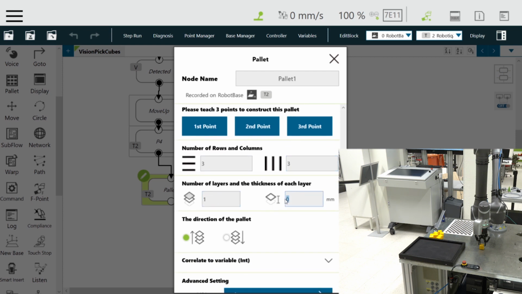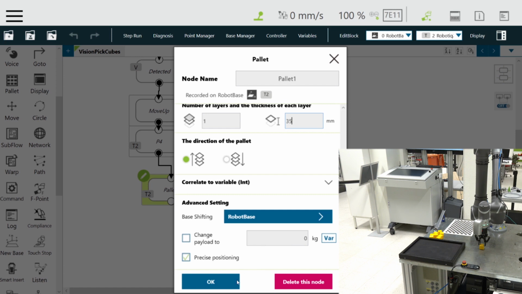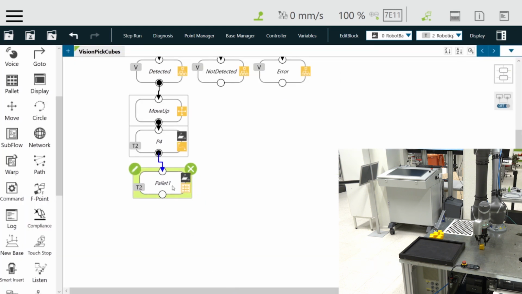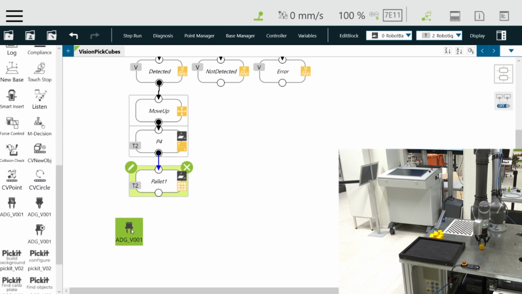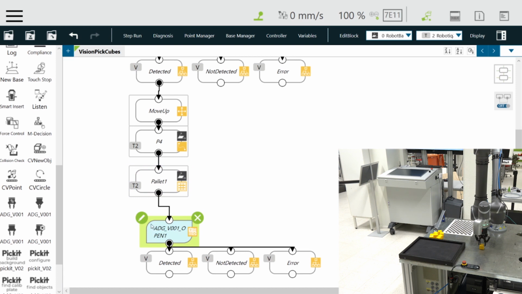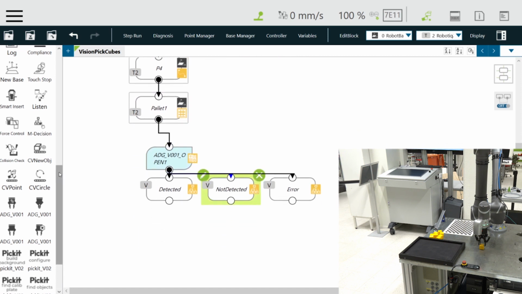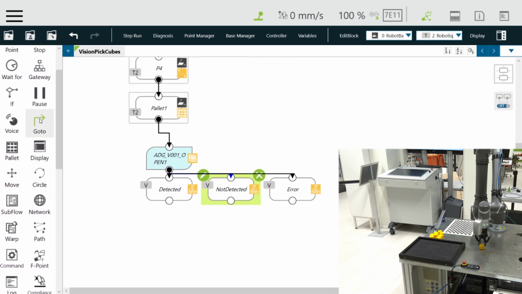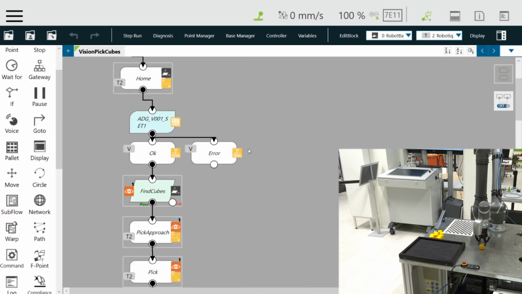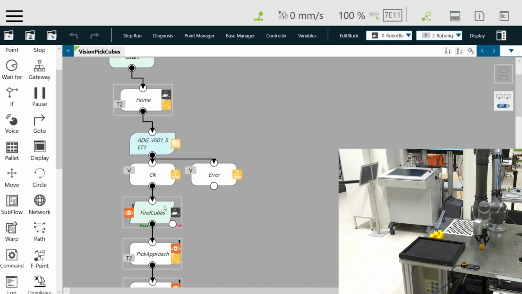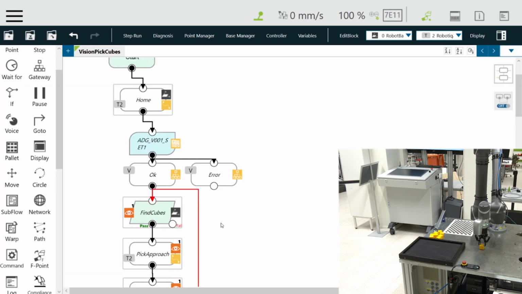Now the number of layers and thickness of each layer is set here, and then OK, and then the pallet node is ready. After palletizing, the gripper fingers have to be opened for releasing and dropping the cube. While here the gripper was closed, here it is opened. And now we have to have a situation where the gripper doesn't detect anything, then it's open.